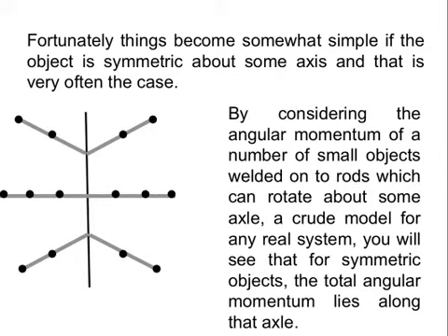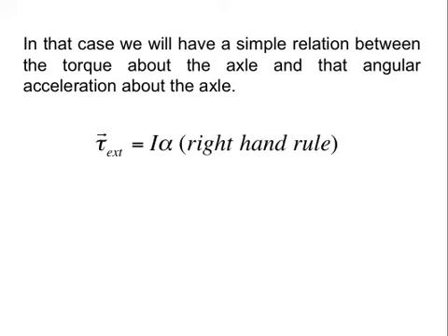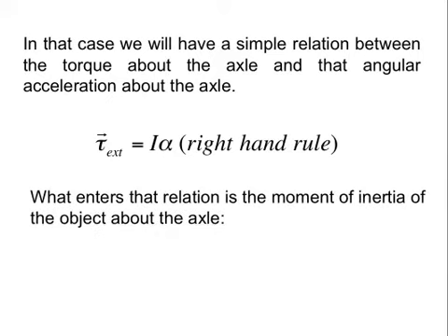By considering the angular momentum of a number of small objects welded onto rods which can rotate about some axle, a crude model for any real system, you will see that for symmetric objects, the total angular momentum lies along that axle. In that case, we will have a simple relation between the torque about the axle and the angular acceleration about the axle. External torque equals I alpha, the direction given by the right-hand rule. What enters that relation is the moment of inertia of the object about the axle. I equals the sum of all the pieces times their distance squared to the axle.